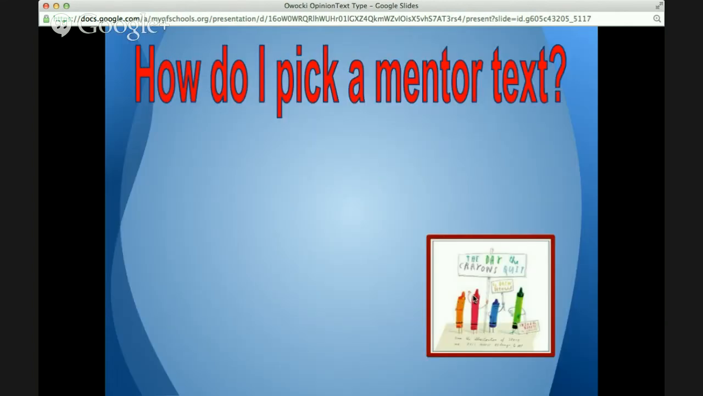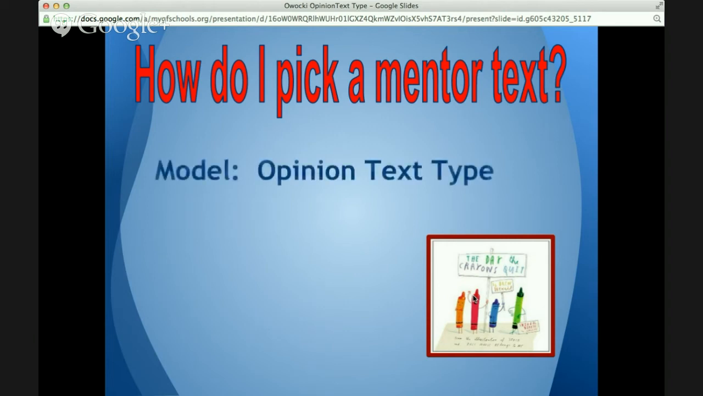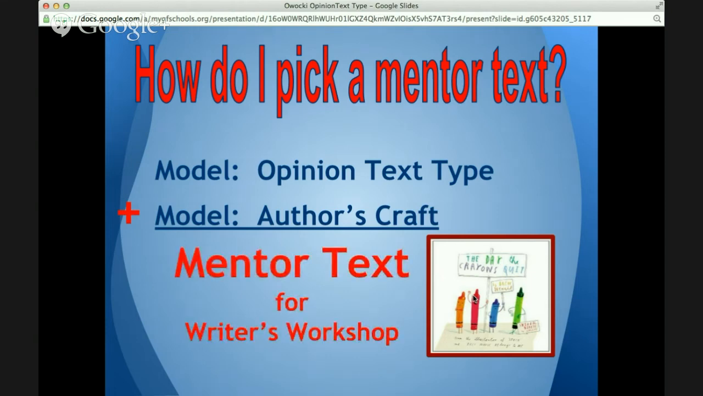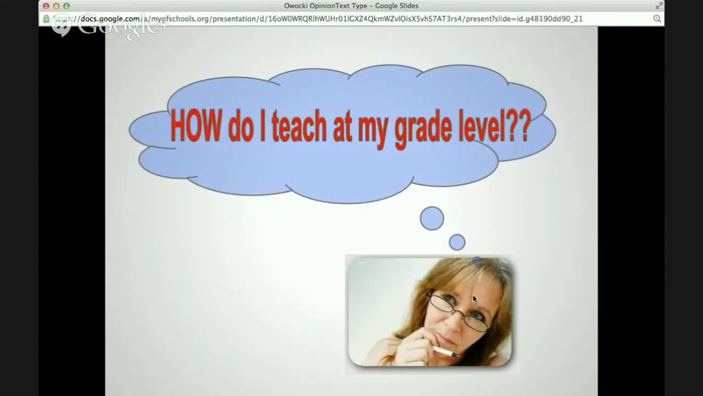So again, just like every other text type, when you pick a mentor text, you're going to be looking for a model mentor text that not only gives you the structure of the opinion writing that you teach at your grade level, but it's also going to be a model of good craft by the author. And so that, again, kind of defines what a good mentor text is for Writer's Workshop.